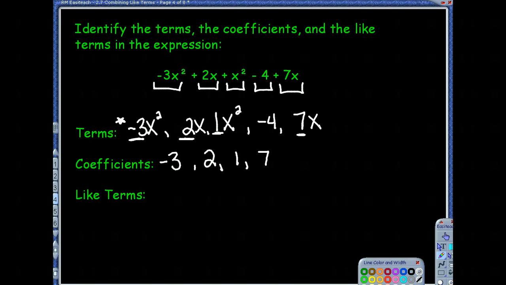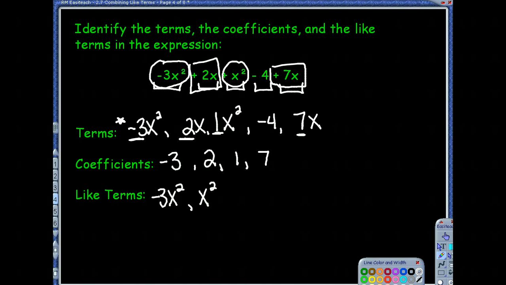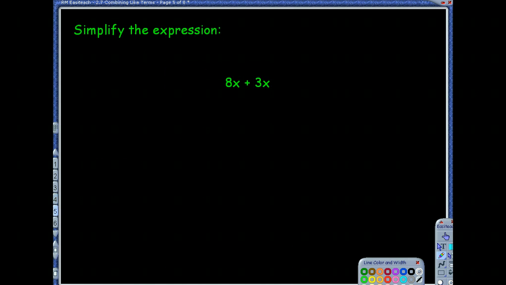Now, when we say the like terms, looking at this one, I do have some x squareds. I have a negative 3x squared, and I also have a positive x squared or a 1x squared. Either way you want to write it is fine. And on this one, I do have a 2x, but I also have a 7x. Those are also considered like terms. Notice that this negative 4 that I haven't really done anything with, it's a constant, but there are no other constants, so it's not a like term with something else.